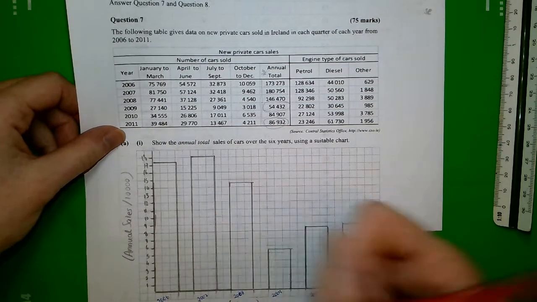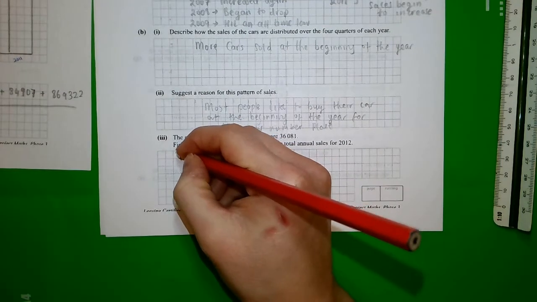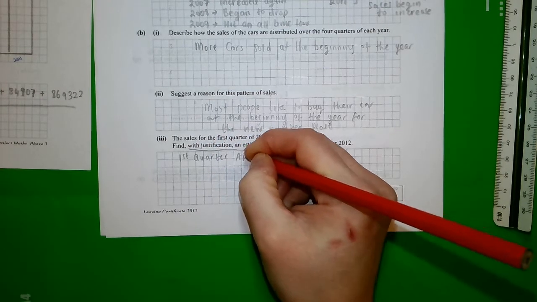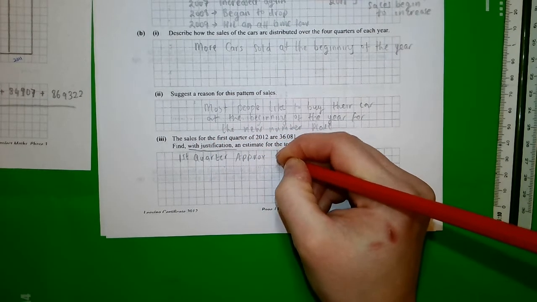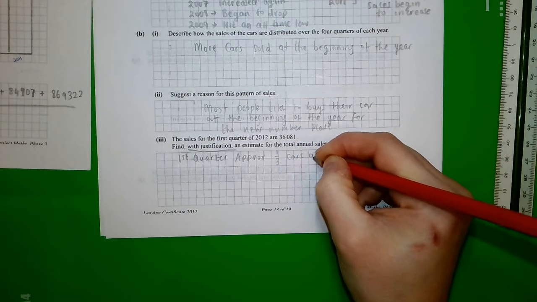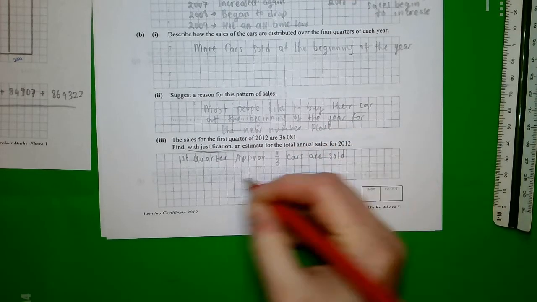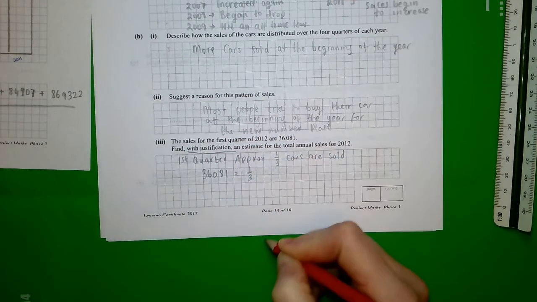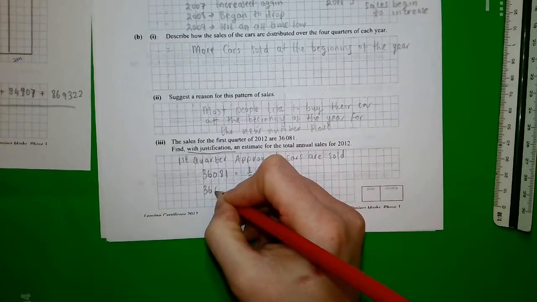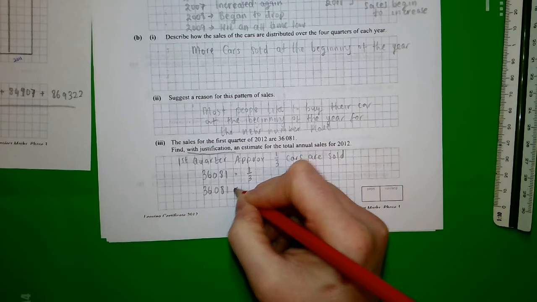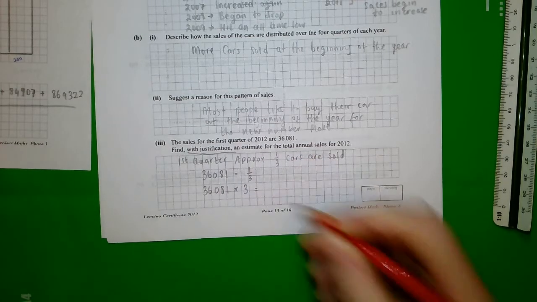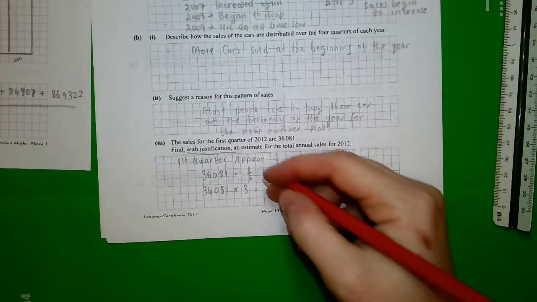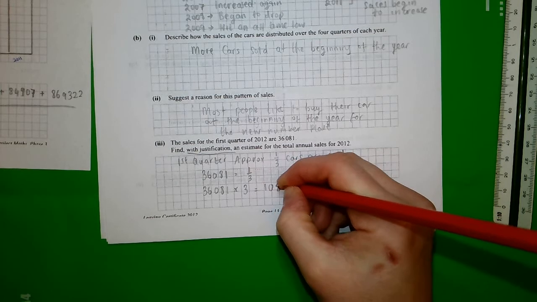Okay, so we're saying here that in the first quarter, approximately 1/3 of the cars are sold. So if 36,081 is equal to a third, if we multiply this by 3, we'll find the total sales for 2012 as an estimate. This will give an annual total sales of approximately 108,000.